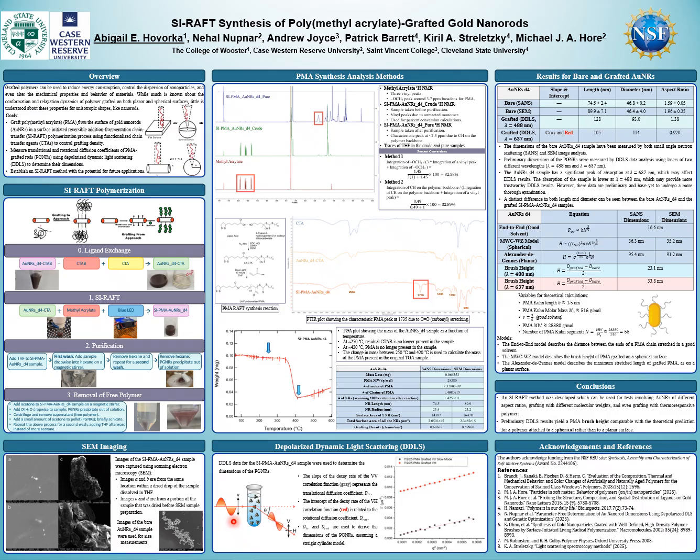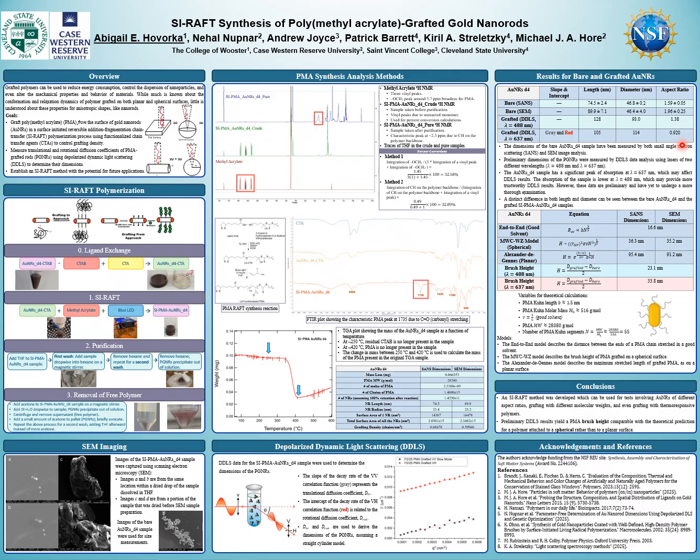DDLS was also performed on our polymer grafted nanorod samples, and this allowed us to determine the dimensions of the rods. From the VV and VH correlation functions, we calculated the translational and rotational diffusion coefficients. These coefficients allowed us to calculate the dimensions of the grafted rods. Up here in this table, we can see the dimensions of our grafted and our ungrafted rods. We can see that the dimensions of the grafted rods are much larger than the dimensions of the bare rods, which also confirms the polymer layer on the grafted sample.